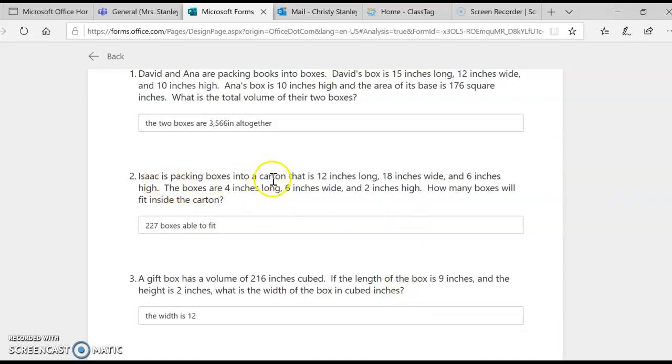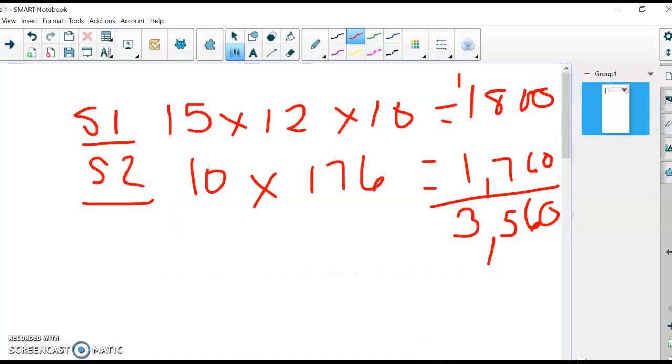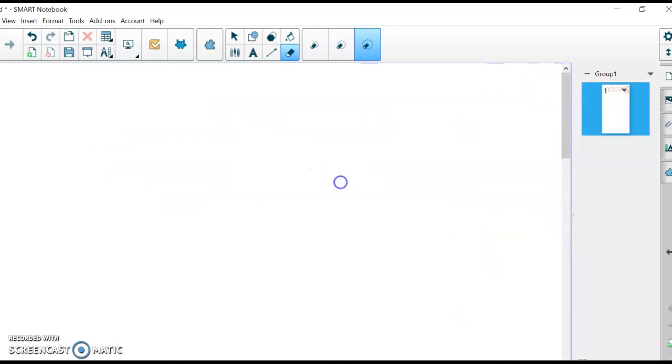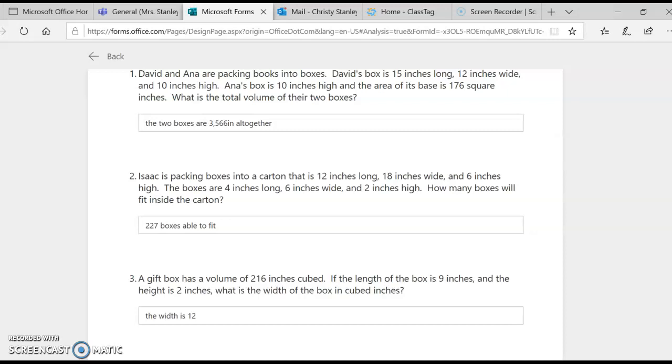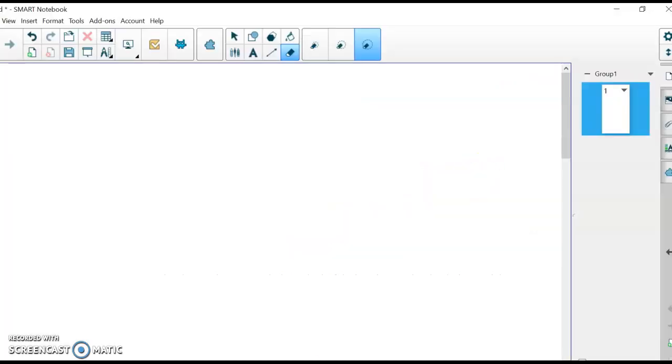Isaac is packing boxes into a carton that is 12 by 18 by 6. That's the carton. The boxes are 4 by 6 by 2. How many boxes will fit inside the carton? So in order to do that one, we have to find the total volume of the carton. And the dimensions of it are 12 by 18 by 6.